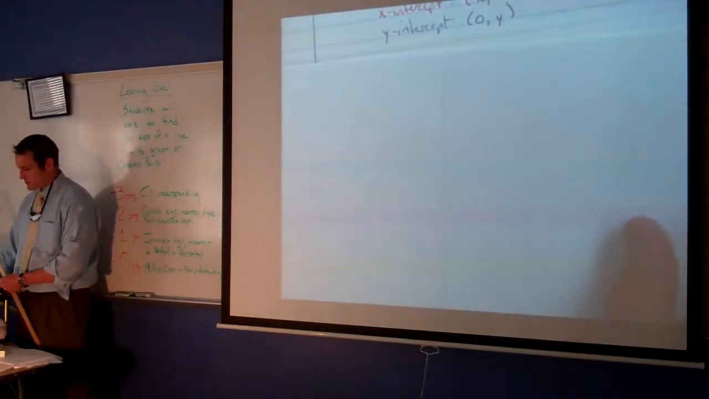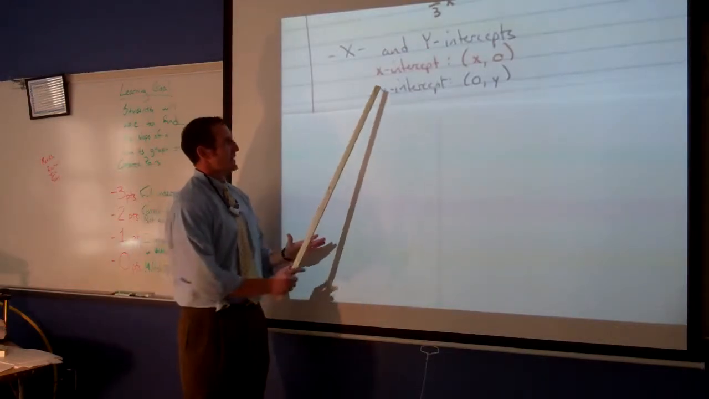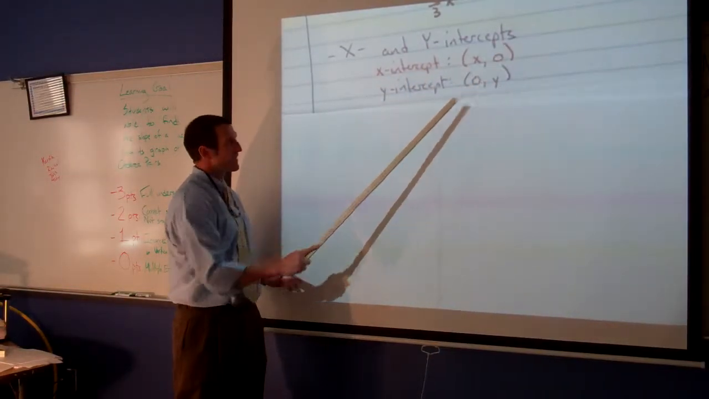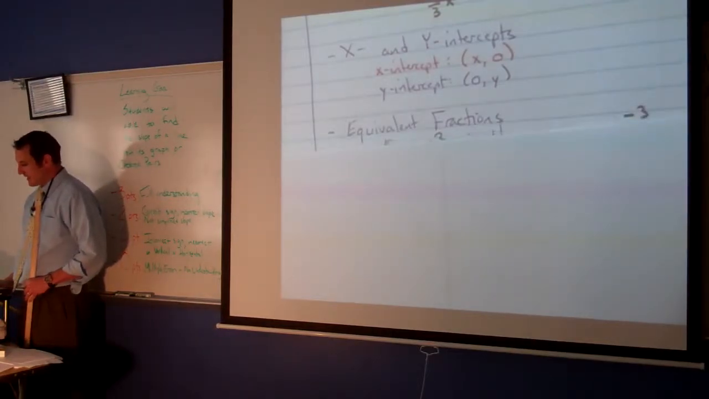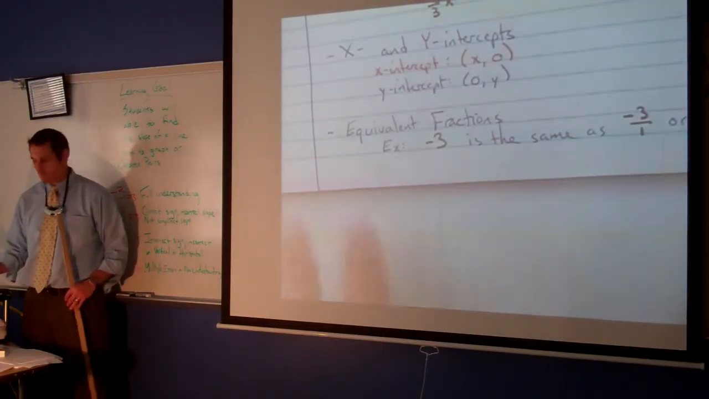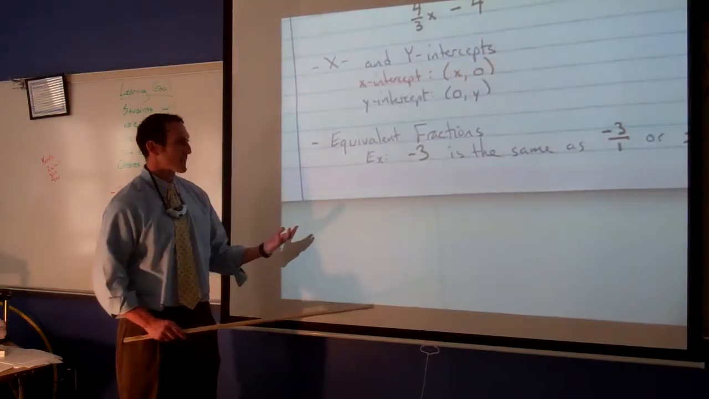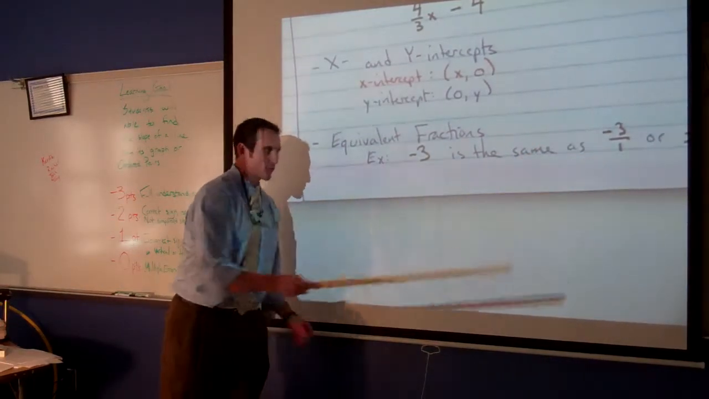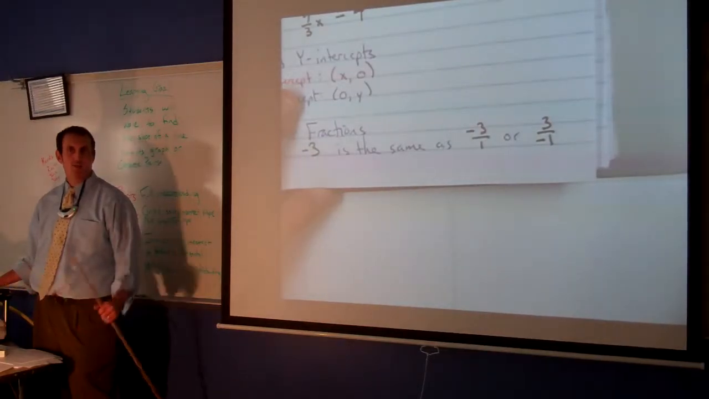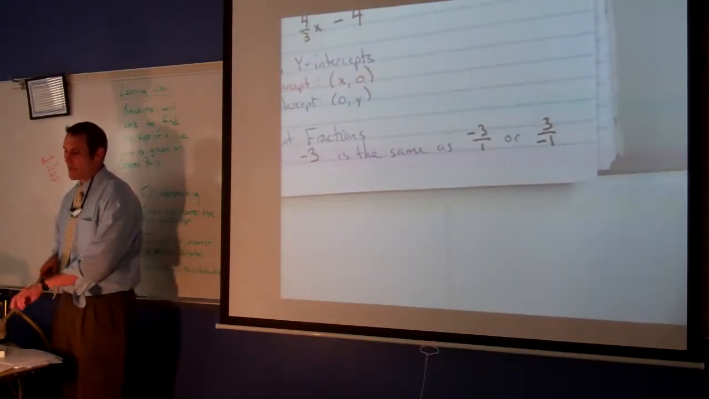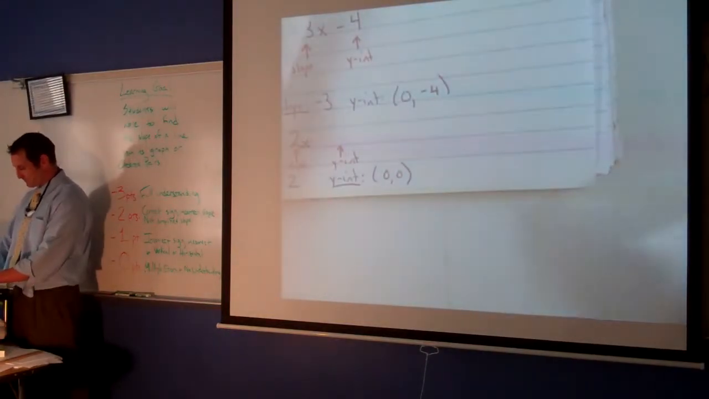The other piece of prior knowledge we need to recall are the x and y intercepts of a graph, remembering that the x-intercept is where the y is 0, and the y-intercept is where the x is 0. And then lastly, we need to remember about equivalent fractions. For example, if we had the integer negative 3, it can be expressed as a fraction as negative 3 over 1. It can also be expressed as 3 over negative 1. So these are all the pieces of prior knowledge we should have when we're talking about identifying slope simply from an equation. It requires all of that.